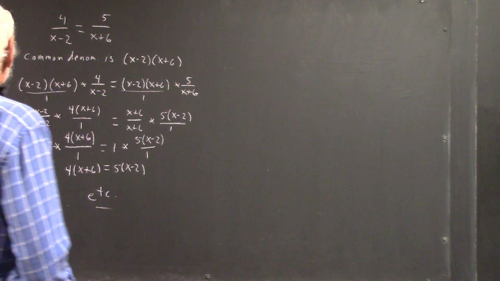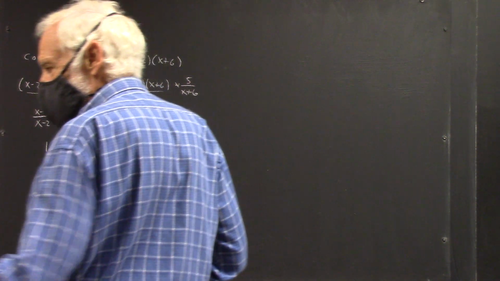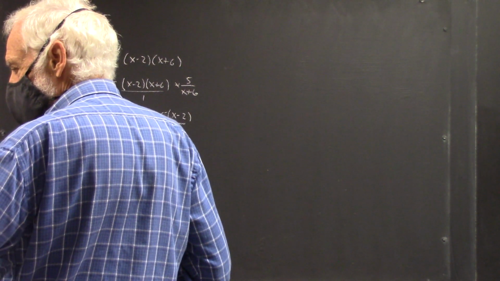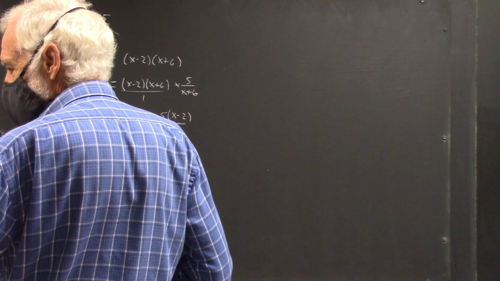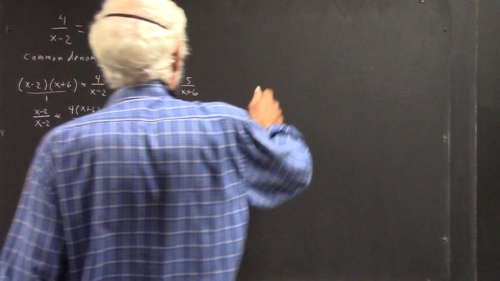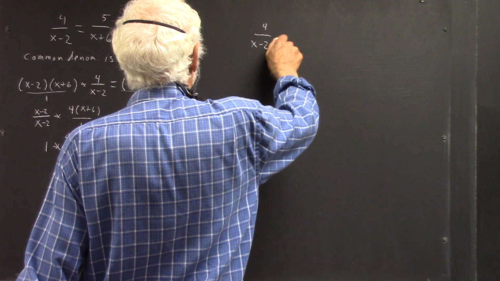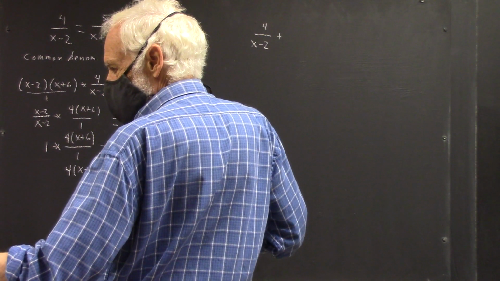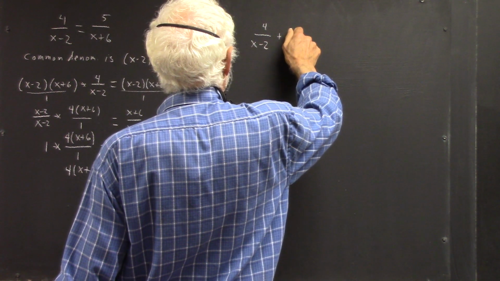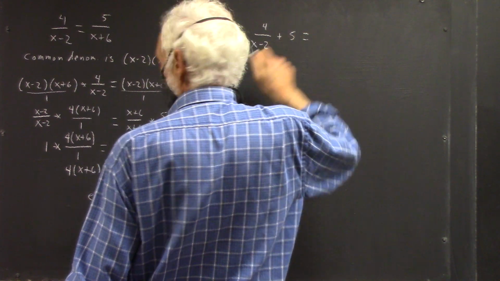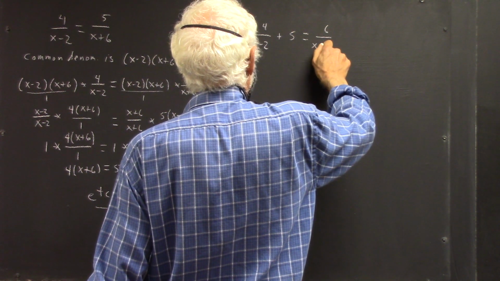Okay, well, now we have another problem of this nature, which would be probably the same thing, except we got different layers. Okay, so we're gonna have 4 over x minus 2 plus, in my case it would be 5 equals 6 over x minus 4.